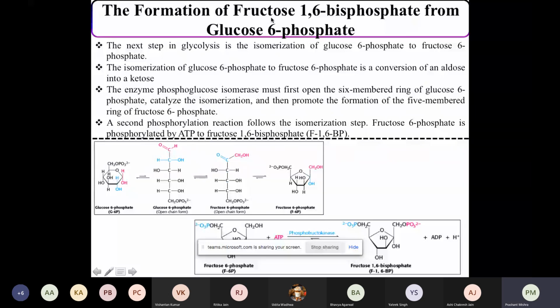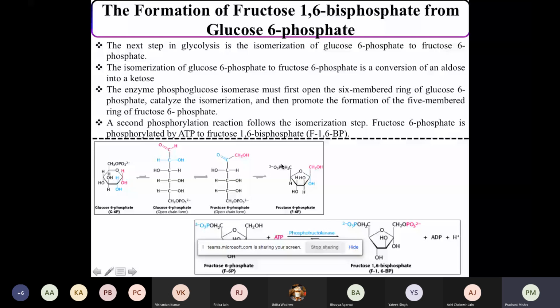Another thing you are learning here is that glucose 6-phosphate is converted into fructose 6-phosphate. Glucose and fructose are isomers. What kind of isomers are they? They are an aldose-ketose pair. So let us see what happens. The next step in glycolysis is isomerization of glucose 6-phosphate to fructose 6-phosphate. So the first step is conversion of glucose 6-phosphate into fructose 6-phosphate. Both of them are isomers. The only difference is that one is an aldose-containing molecule, and the other is a keto group-containing molecule.